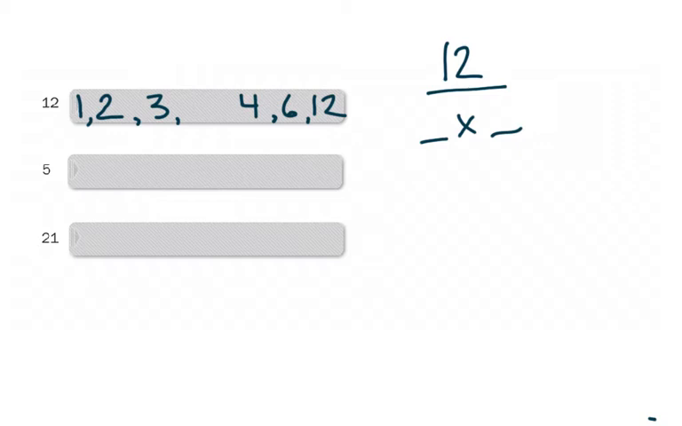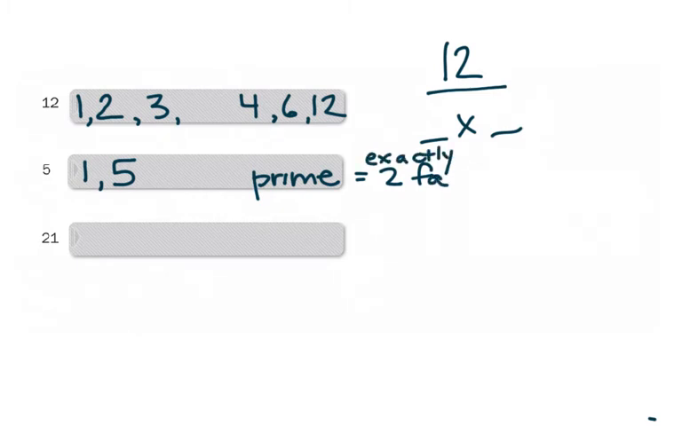All right, at this time you should have 2 factors for 5. This is called a prime number because it has exactly 2 factors: 1 and itself. For 21, 1 times 21 and 3 times 7. Those are all the factors for those numbers.